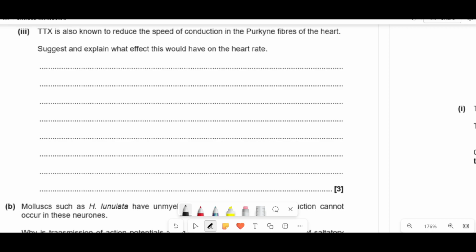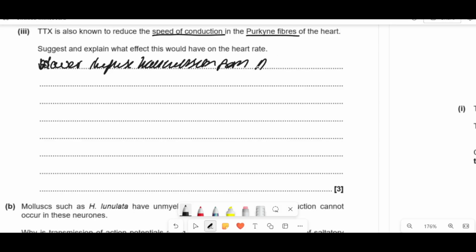Suggest and explain what this effect would be on the heart. So again, it's just like every other one. What happens when this slows down, what's next? So if that's the case, then you're going to have slower impulse transmission from, and this is from your AV node to the ventricles.